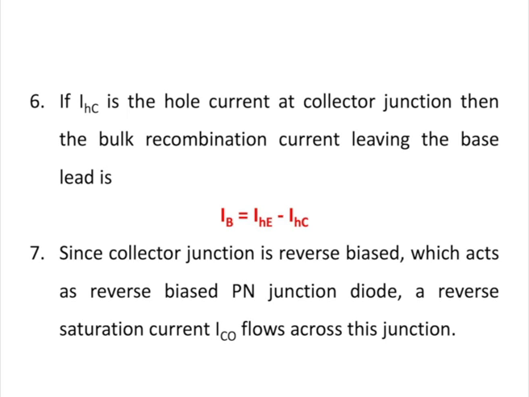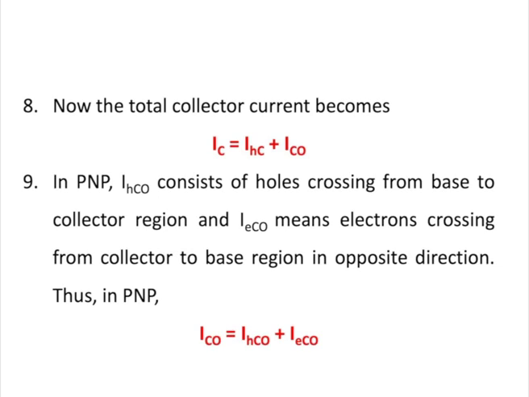Next, we will come to the next point. As the collector junction is reverse biased, this reverse biased PN junction diode produces a reverse saturation current. That reverse saturation current is represented as I of CO. Again, this reverse saturation current is also a combination of two currents. What are the two? I of HCO plus I of ECO. So, finally I of CO represents the hole current as well as the electron current.